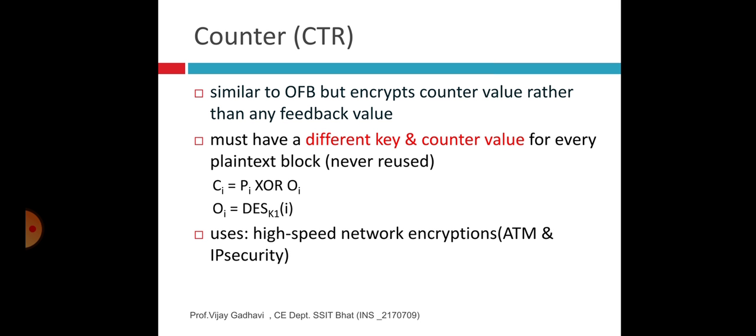Once again, I repeat, it must have a different key and counter value for every plaintext block, and it is never reused. The same equation applies for counter, that's CTR. Ci is equal to Pi XOR Oi. Oi is equal to DES, data encryption standard, K1 of i.